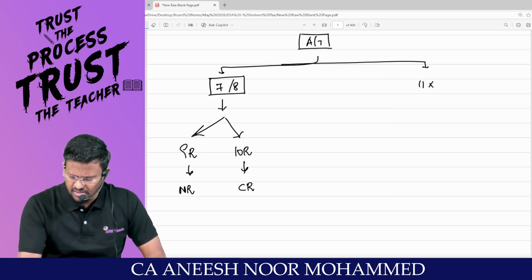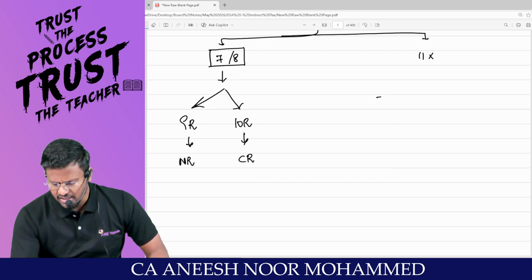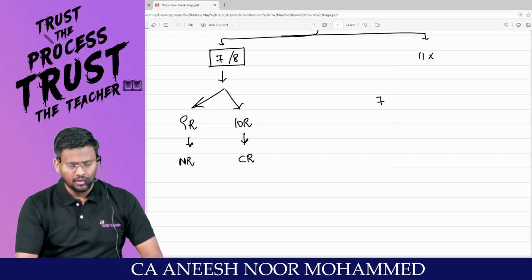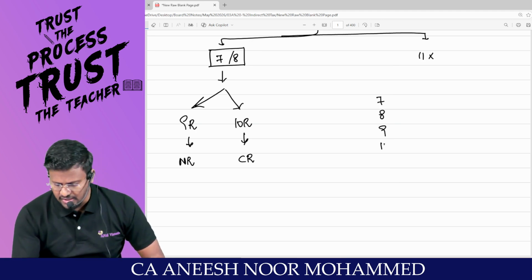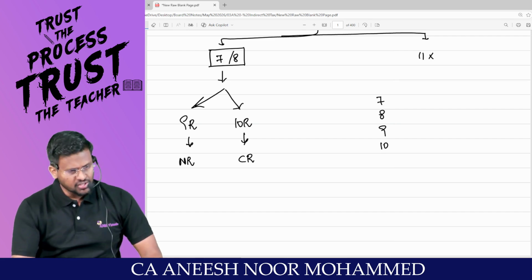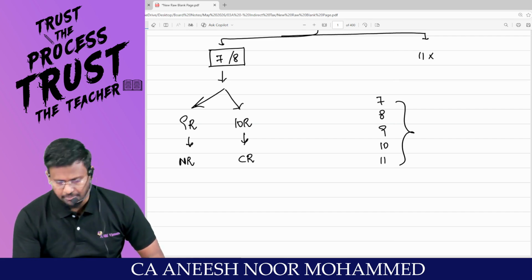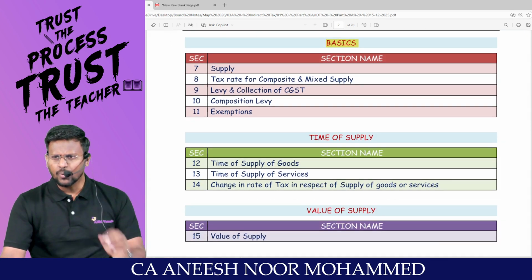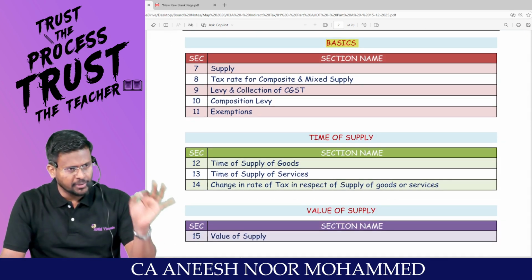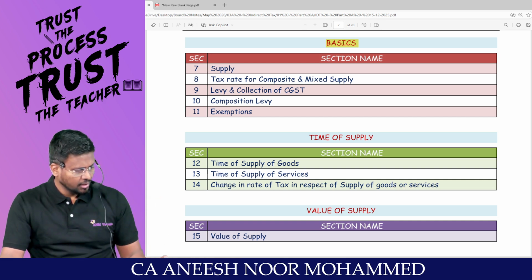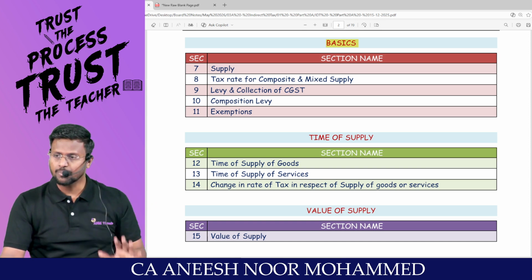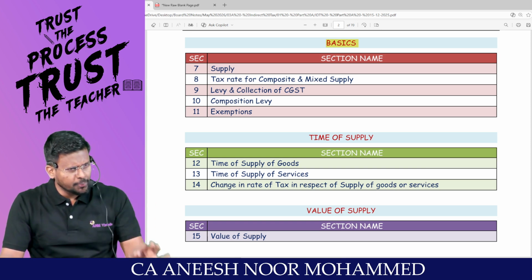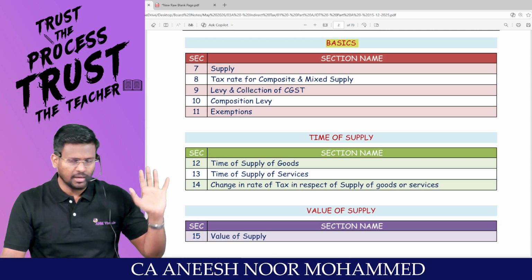So these are the basic sections of the GST. Section 7, supply. Section 8, tax rate for composite and mixed supply. Section 9, levy and collection of CGST. Section 10, composition levy. And section 11, exemptions. Super, sir. Once an activity or transaction has become a supply, then for that activity or transaction, we are supposed to collect GST and pay it to the department.